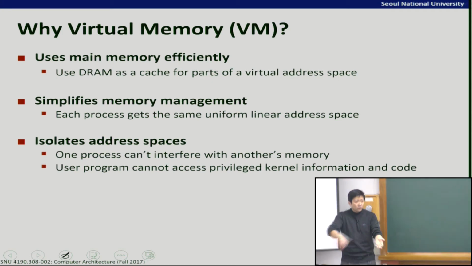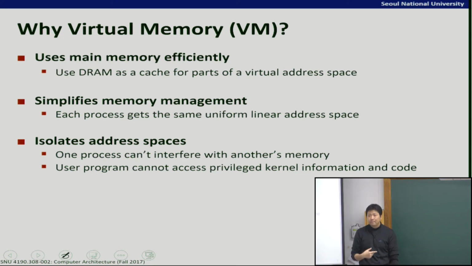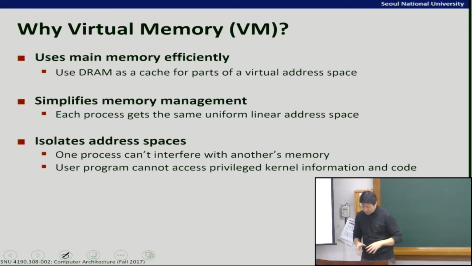As I said, your virtual address space can be a lot larger than what you can hold in the physical memory. So the physical memory is used as a cache for the entire virtual address space you're using. Okay? Secondly, it simplifies memory management because each process gets the same uniform, linear address space. Whenever you launch a new program, the operating system always loads the program code at the same address, and also initializes the stack at the same address, regardless of how the memory is being used, right?